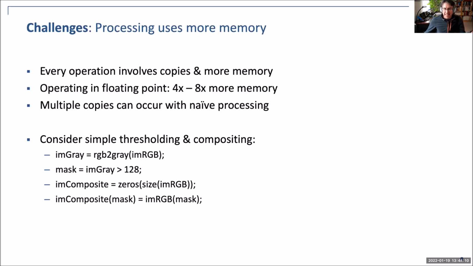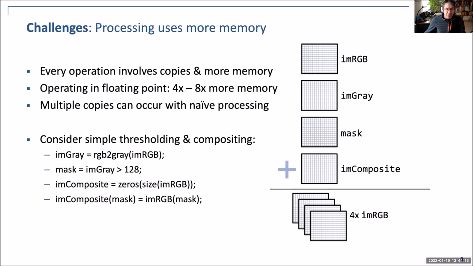So if I write it like this, 2 unneeded copies of the image are created. I have imGray and mask, which aren't part of my result that I really care about, which is the imComposite, right? It's possible to reduce the memory utilization by combining the grayscale conversion and the thresholding into one operation, modifying the output in place if that's realistic. That can remove even more memory copies, right? So setting up the problem is an important part of the solution to using less memory.